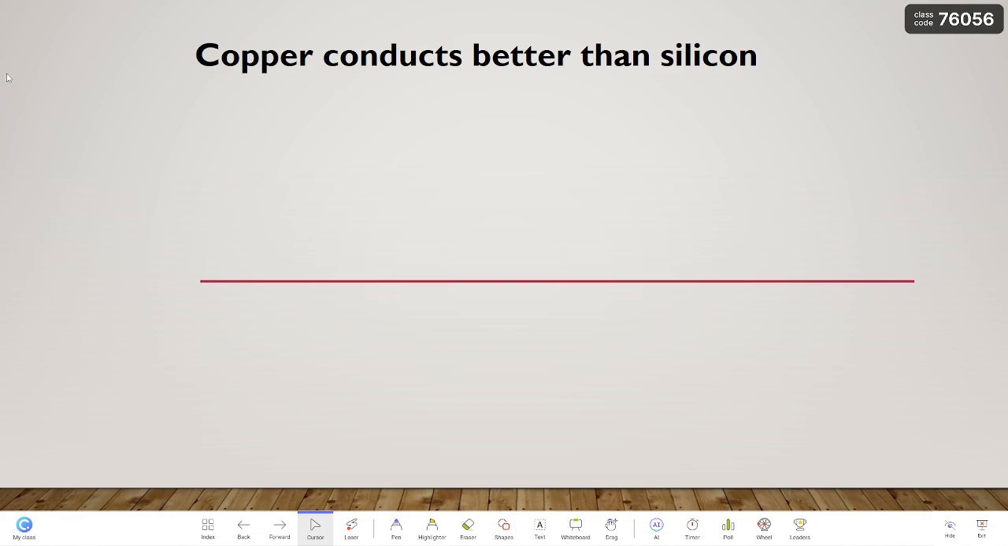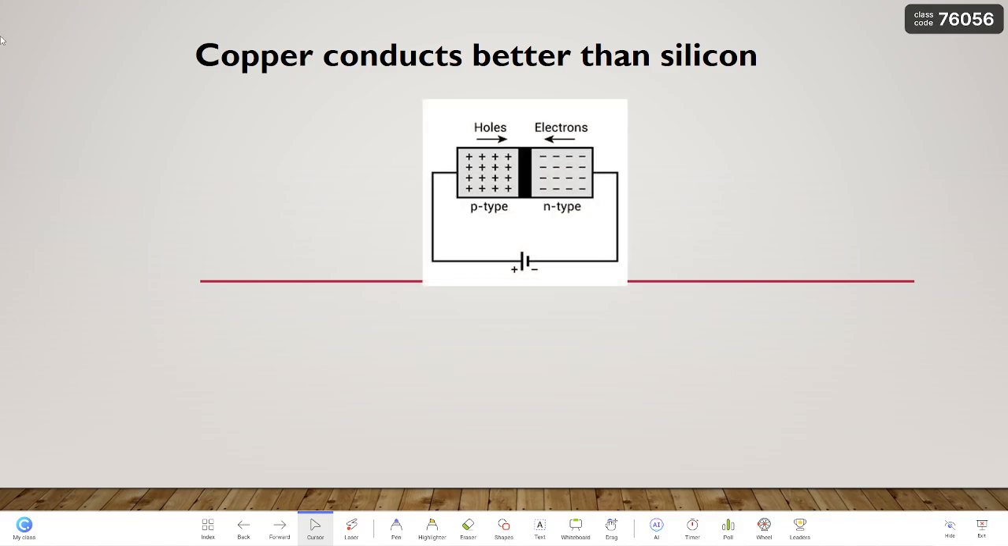Hey viewers, in our last videos, we explored how a PN junction forms and how electrons and holes move across the depletion region. But what actually controls how easily those charge carriers move? That's what we are finding in today's video with the question: copper conducts better than silicon. Why?